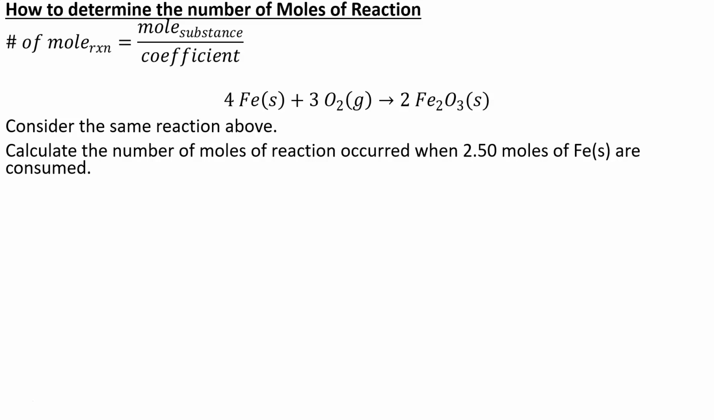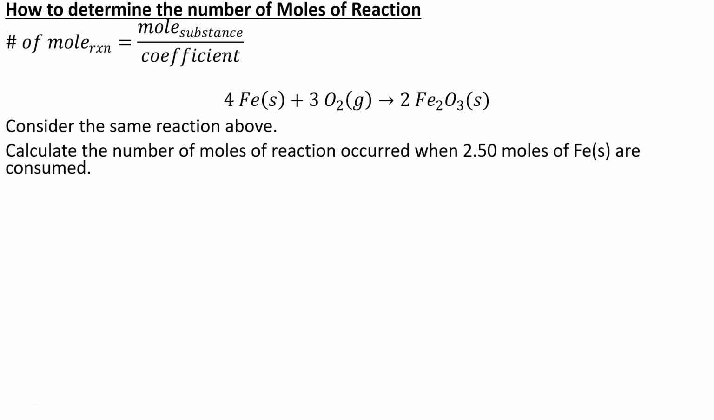So how do we determine the number of moles of reaction? Well, you're going to take the moles of the substance that we're referring to. In this case, it would be either Fe, O2, or Fe2O3. You take the substance you're dealing with that we have information about and divide the number of moles of that by the coefficient that's given in the equation. That will tell you the number of moles of reaction.